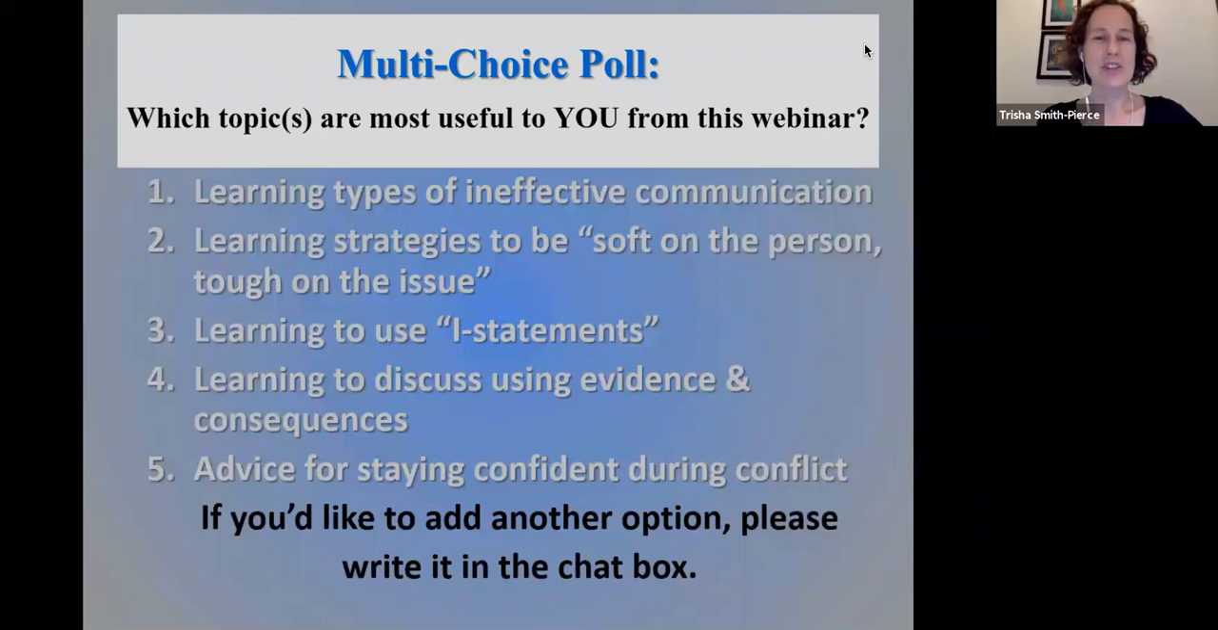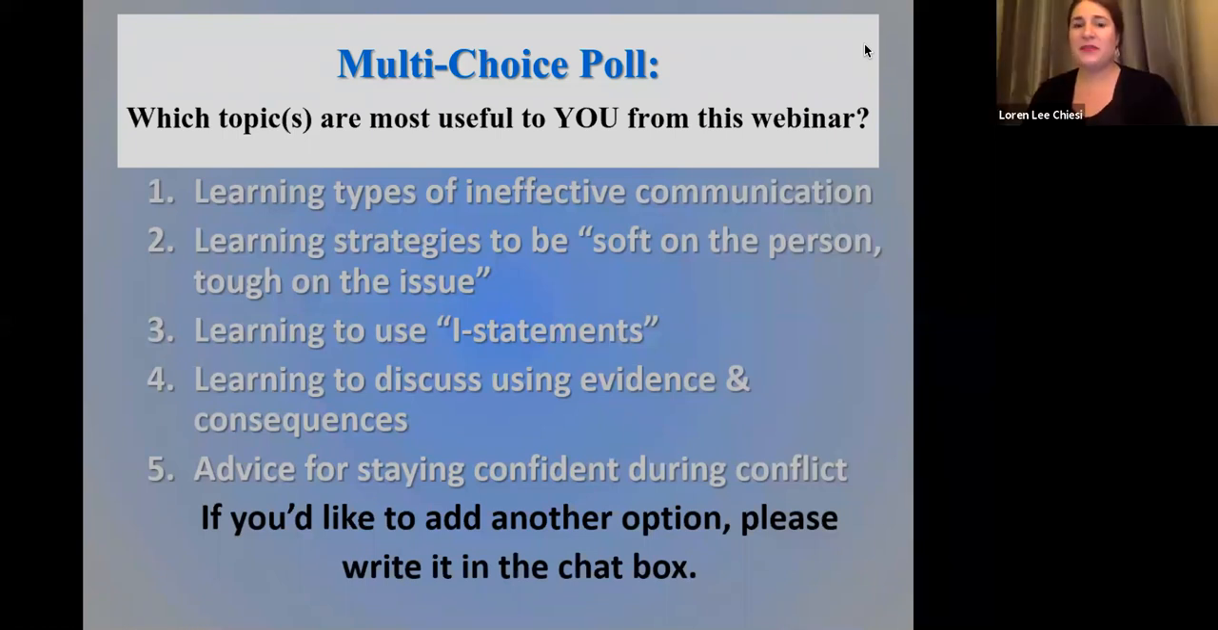Okay, I just shared the poll so that we can see. Great. I see a lot of people agreed with you that soft on the person, tough on the issue is definitely a mantra some are taking away. And learning to discuss using evidence and consequences, I think, is also fantastic. And just noticing that you're allowed to have those barriers, and it's really important to get your facts first and then decide for yourself what you're going to do and what you want to do, and allow the other person the choice to be a part of that resolution process. So thank you. Trisha?